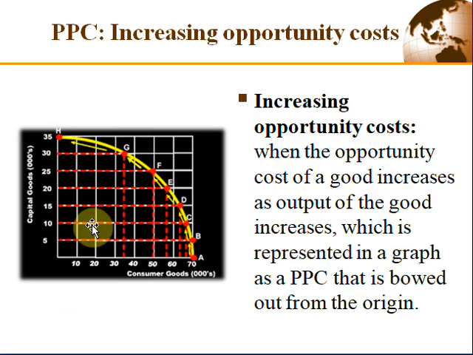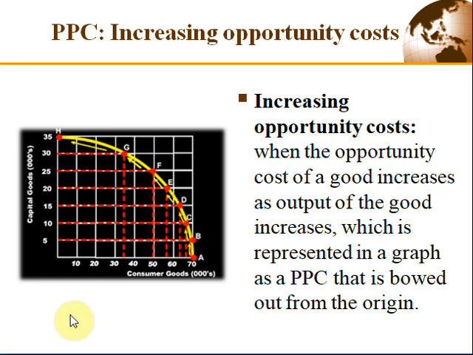And the second concept, which is the last concept I want to share with you here, is the concept of increasing opportunity costs. It happens when the opportunity cost of a good increases as the output of the good increases. What you forfeit increases when you are increasing the other one. Okay, which is represented by a graph on the PPC that is below the original.